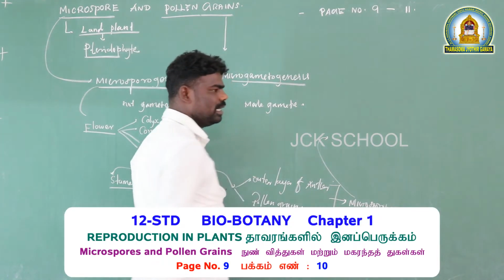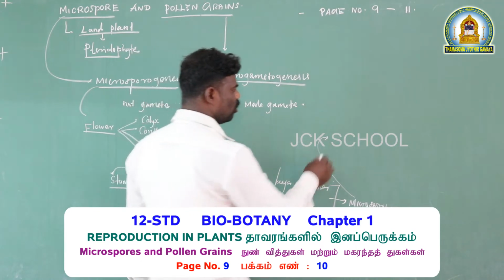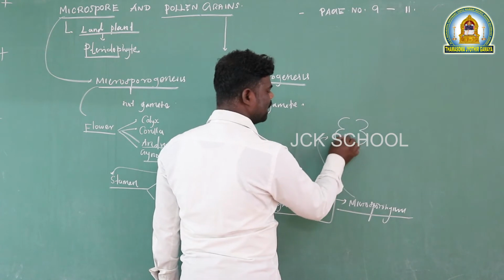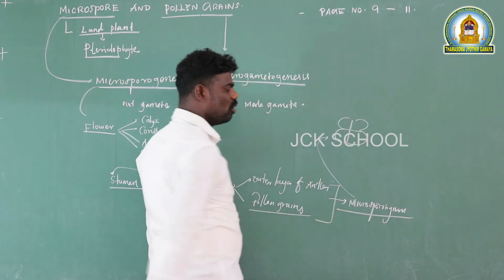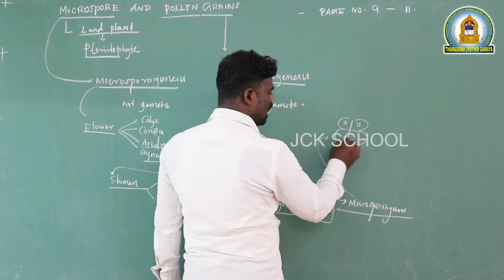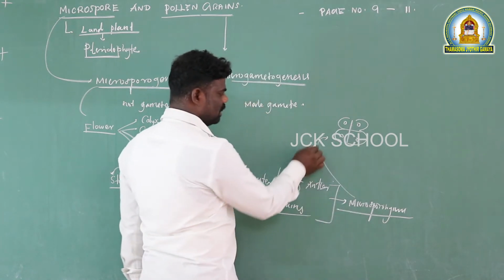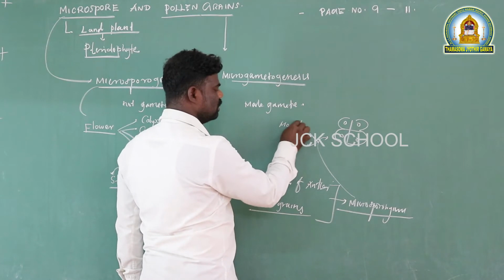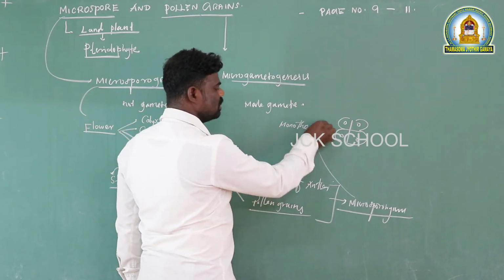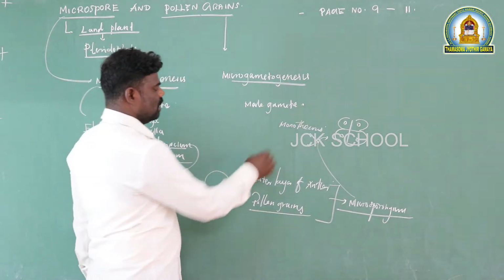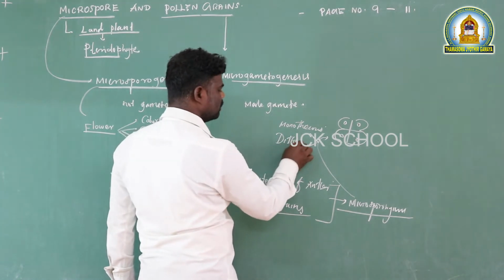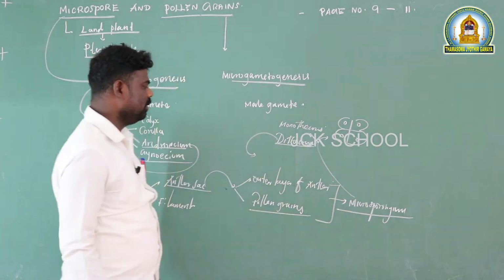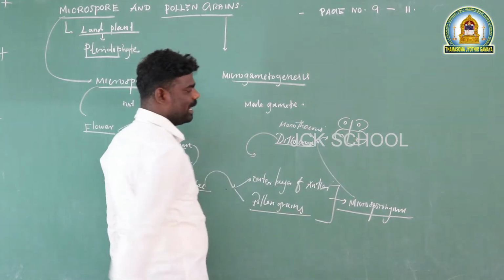So what is meant by the diploid set of mother cells? It looks like this. These are the four lobes of anther. The anther lobes are of two types: monothecous and dithecous. The dithecous anther has four lobes.